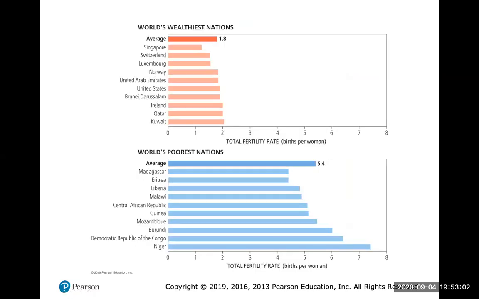Meaning you're just having fewer kids. Here's a look at the world's wealthiest and the world's poorest nations versus the total fertility rate, which is the births per woman. And you can see here that on average, the world's poorest nations are having many more kids than the world's wealthiest nations.